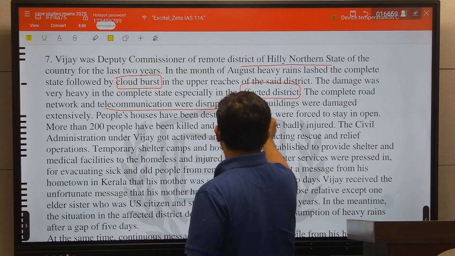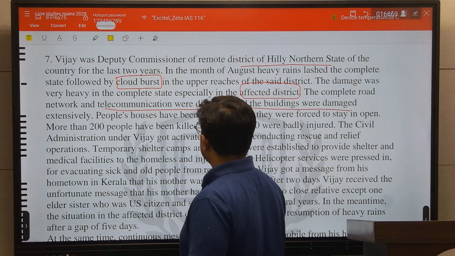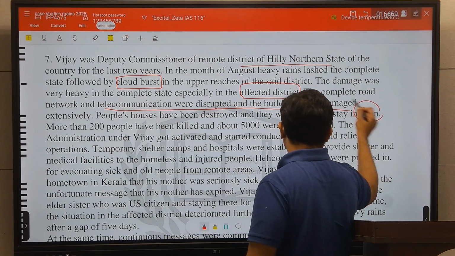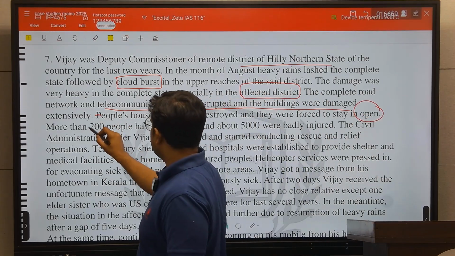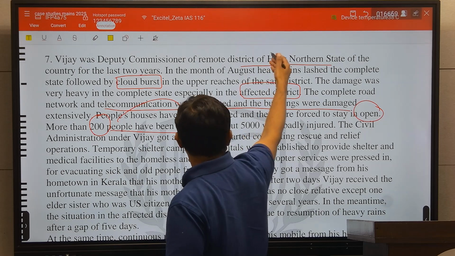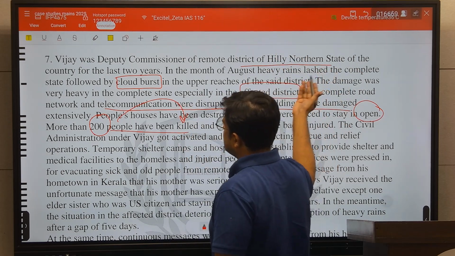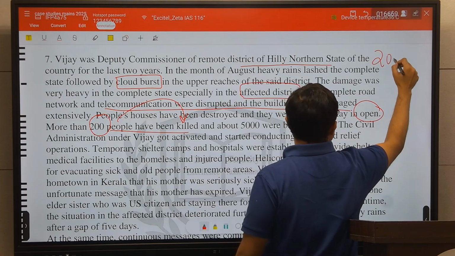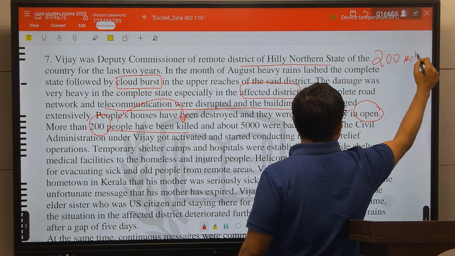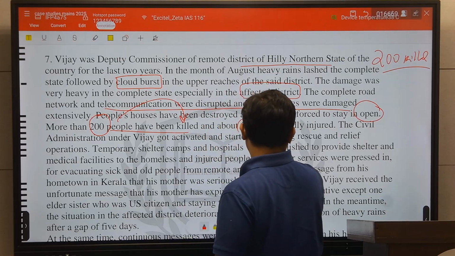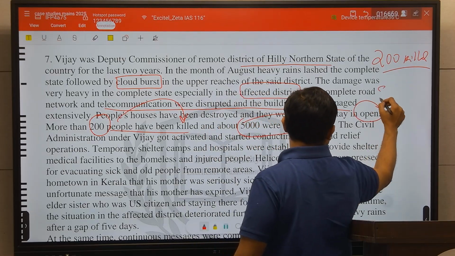So a lot of communication infra has been damaged. People's houses have been destroyed. They have been forced to stay in the open. More than 200 people have been killed. Yes, a lot of casualties for a small state like the northeastern states. Already population density is very less. So 200 people have been killed, and about 5,000 have been injured.